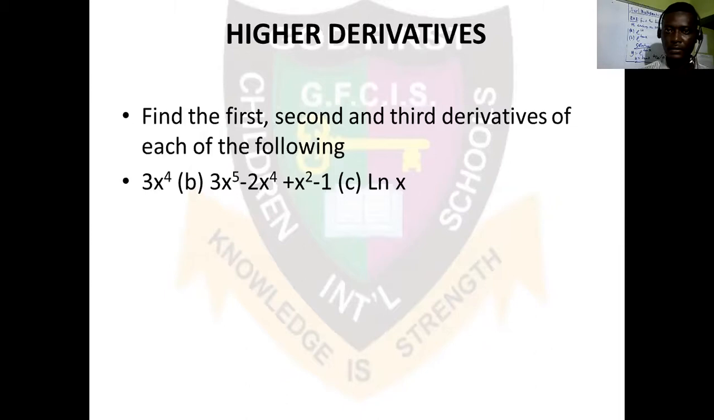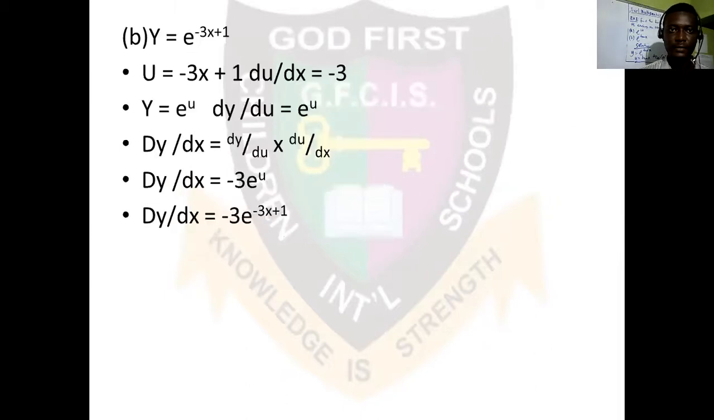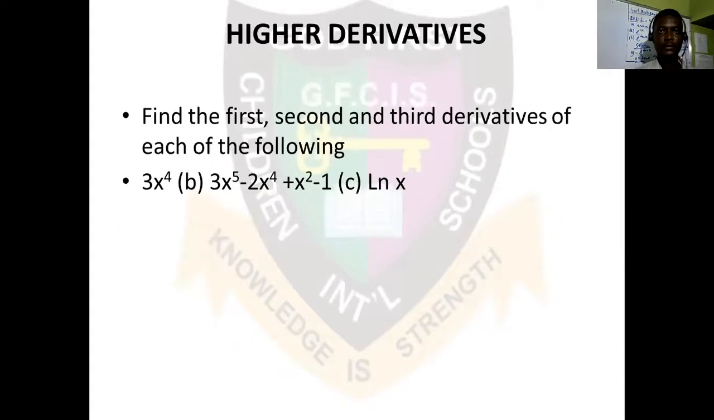So higher derivative. Okay, yeah, in the final one, higher derivative. So how do we solve this higher derivative? Very simple. So the question is: find the first, second, and third derivative of each of the following.